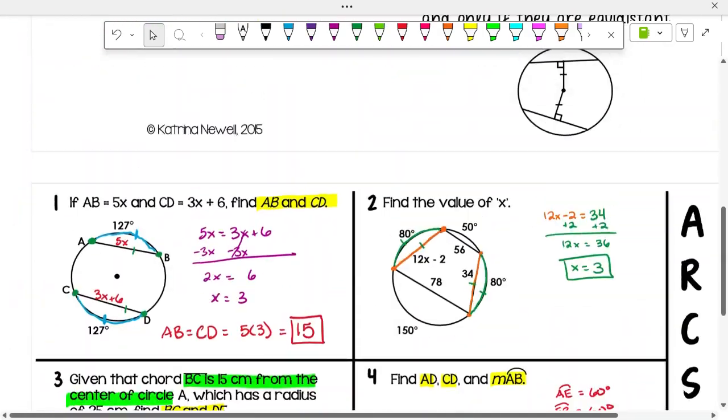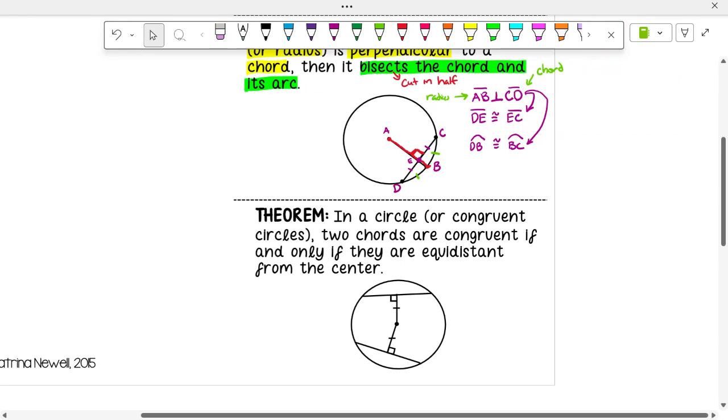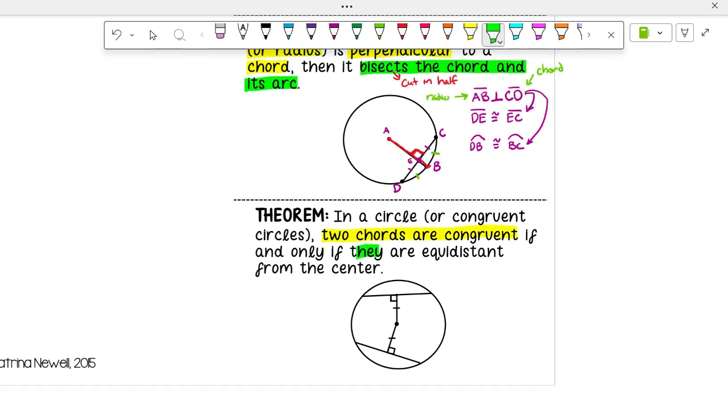All right. Last theorem. In a circle or congruent circles, if two chords are congruent, if and only if they are equidistant from the center. Equidistant means what? Same distance. So equidistant means they're the same distance from the center of the circle.